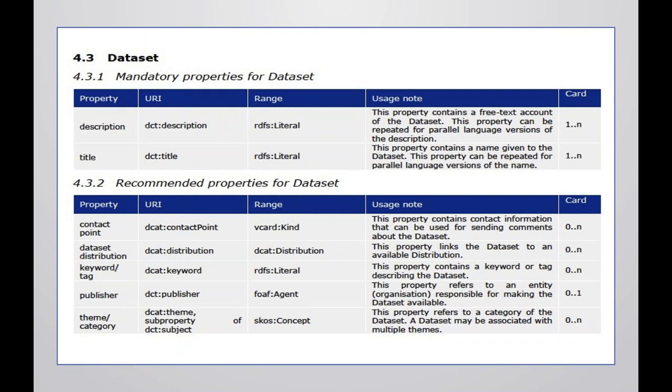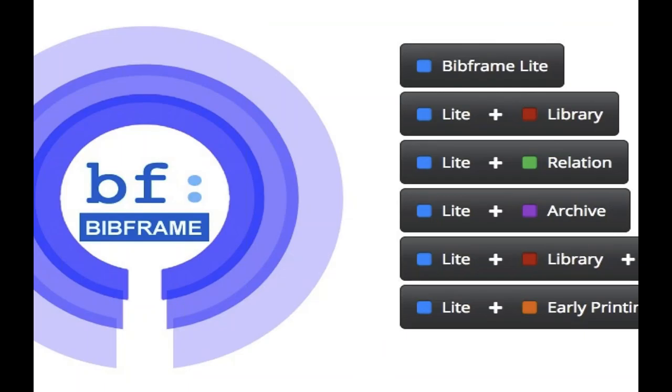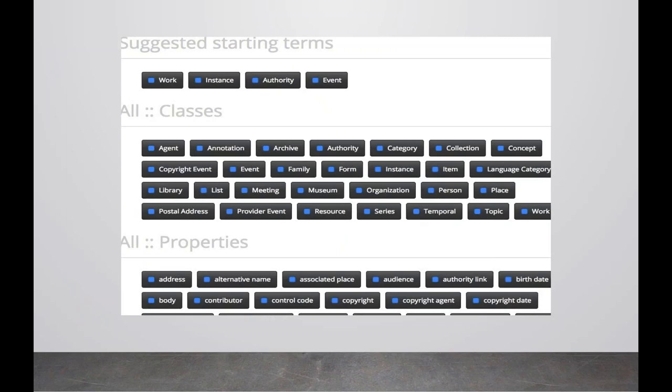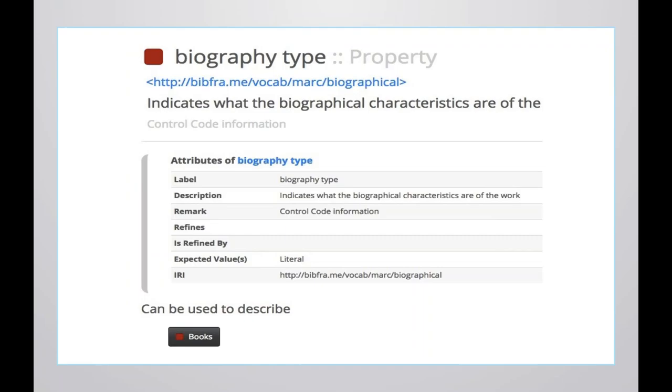Another profile is BibFrame. BibFrame, from the library world primarily, has a sort of cascade of profiles. They're all provided in this nice display with buttons giving the classes and properties. This is an RDF vocabulary, so it's classes and properties. And then each individual term has a description of this nature.